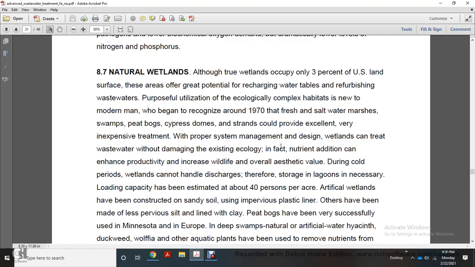In fact, the nutrient addition can enhance productivity and increase wildlife and overall aesthetic value. During the cold period, wetlands cannot handle the discharge, therefore storage in lagoons is necessary. The loading capacity is estimated at about 40% per acre. Artificial wetlands have been constructed on solid sandy soil using an impervious plastic liner. Others have been made of less pervious silt and lined with clay.